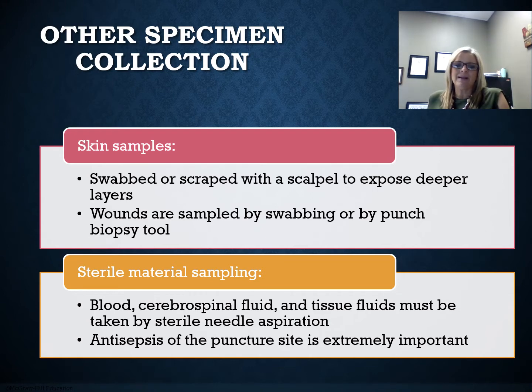So labeling and identifying these specimens is very important, as well as providing accurate patient history, and this is crucial to obtaining timely and accurate results. You can also sample the blood, cerebrospinal fluid, and tissue fluids by aspiration, where you take a needle and pull it out. But in those cases, it is very important to do antisepsis of the puncture site. So you've got to clean the skin before you run the needle through it.